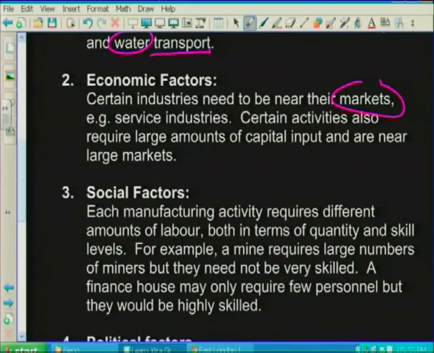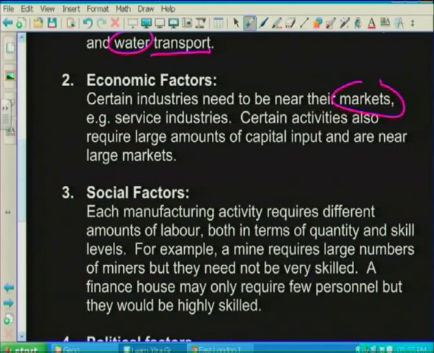Economic factors, we're talking about things like where we're located in terms of our market, the customers, the people that are going to consume and buy our products. We want to be able to be close enough to that, to make it cheap enough to produce our product, and to cut down on all sorts of things like costs, transport costs, water costs, etc.